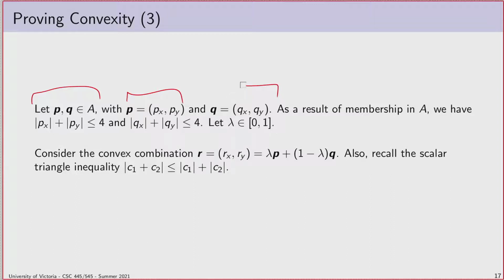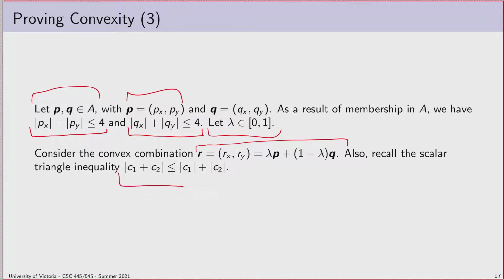So I choose 2 points P and Q arbitrarily. And I observe that because they're in A, I have to have these 2 properties hold, because these are the criteria for membership in A. Okay, then I choose a value of lambda, again, arbitrarily. I don't fix it. I say, give me any value of lambda between 0 and 1 inclusive. Now consider this convex combination. We'll call it R. So R is equal to lambda times P plus 1 minus lambda times Q.